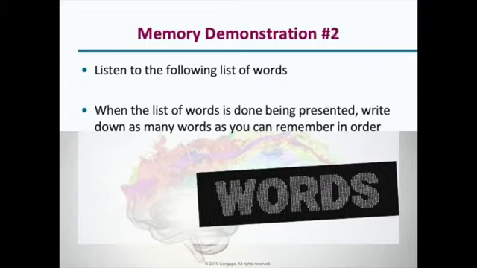Let's try another. Again, wait until I'm done saying the list of words, then write down as many words as you can remember in order. Here we go. Rest, bed, nap, peace, drowsy, blanket, doze, tired, awake, snooze, yawn, slumber, snore, wake, dream. Now write down as many words as you can remember in order.